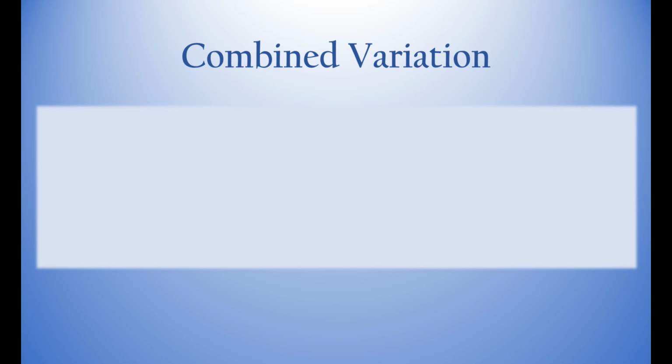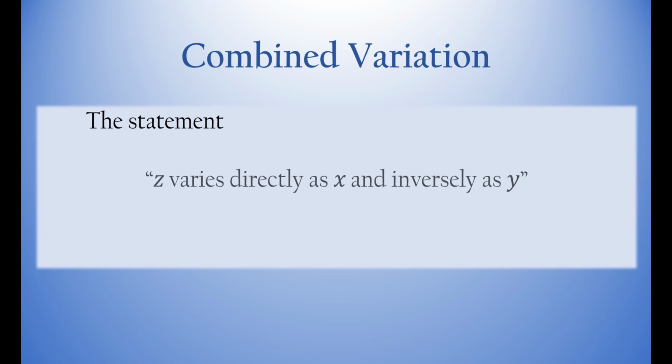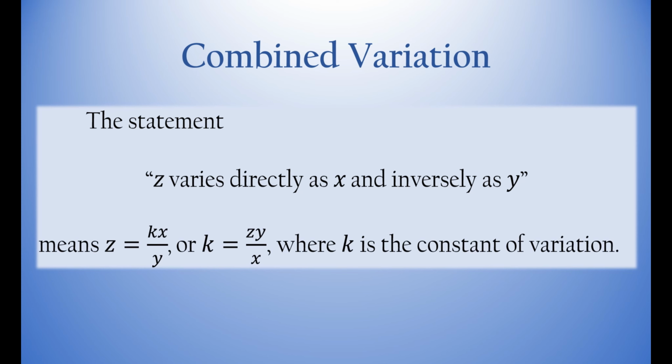In the introduction video, it was mentioned that a combined variation is a combination of the direct and inverse variations, which is why the statement z varies directly as x and inversely as y means z equals kx over y, or k is zy over x, where k is the constant of variation.